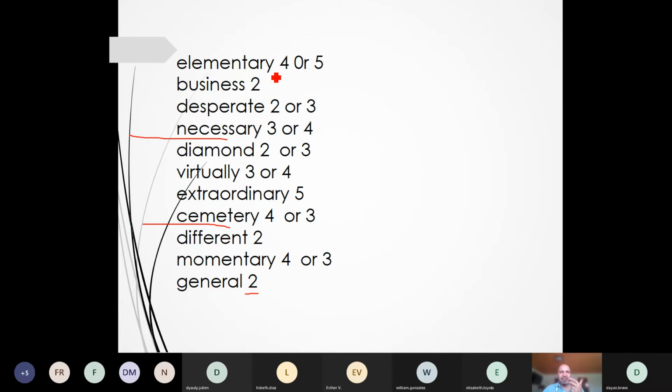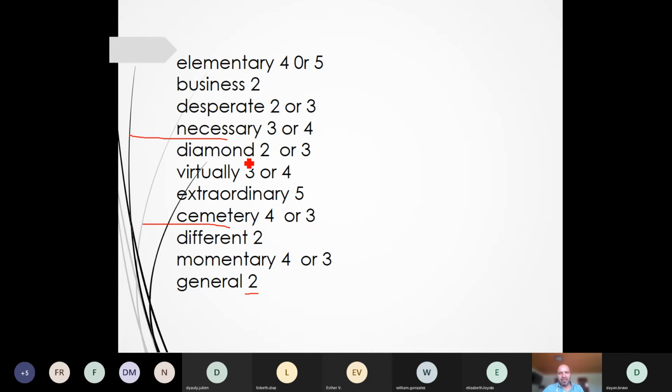So elementary may have 5. Some speakers may use 4 syllables to say elementary, right? Business, never busyness, right? Business. Desperate or desperate, 4 syllables or 3. Necessary or necessary. Okay, 3 or 4 syllables. Diamond or diamond. Virtually or virtually.